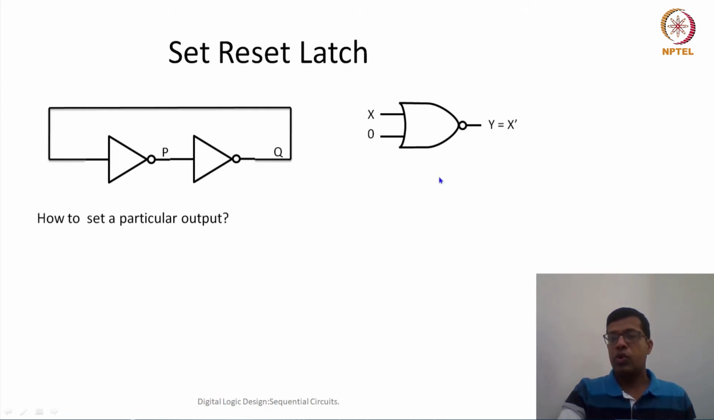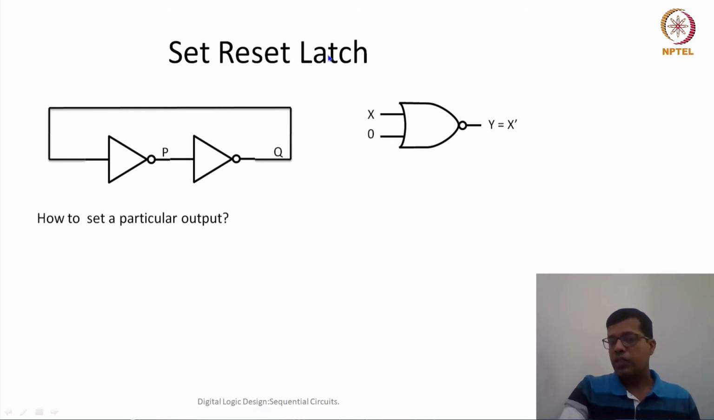Let's try to recall our truth table for the NOR gate. When one input is 0, the output depends on x. If x is 0, the output would be 1. If x is 1, the output would be 0. On the other hand, if the other input is tied to 1, it will make sure the output is going to be 0. So the overall functionality is, if one of the inputs is tied to 0, then this NOR gate is effectively working like an inverter.